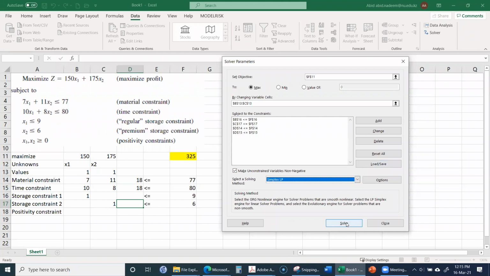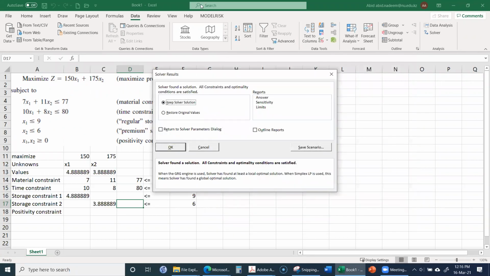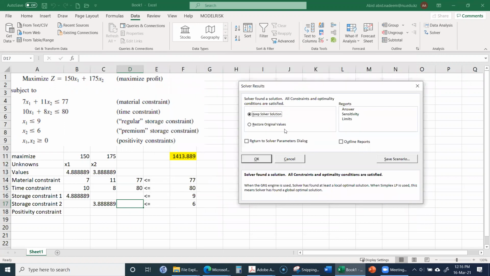Okay, and now after setting up, you will hit solve. So it tells us that the solver has found a solution. All constraints and optimality conditions are satisfied. Keep the solver solution. You can see that the solver solution is 1413.889, and the values are 4.88 and 3.88. In this case, you can see that the material constraint has been fully met, the time constraint has been fully met, whereas the storage constraints have not been fully met over here.